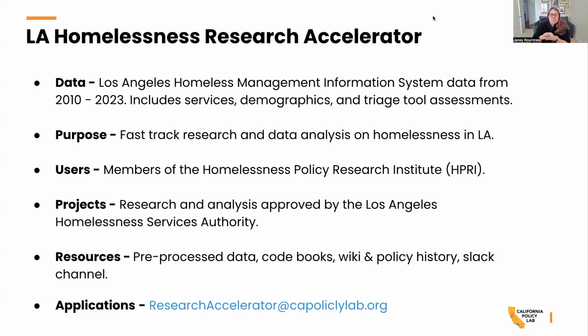If you have any questions about any of these processes, the best thing to do is to email this email address here, researchaccelerator@calpolicylab.org. We can help you become a member of HPRI. We can help you with your application form. We can assess whether there needs to be any kind of legal agreements in place, but hopefully not. So I encourage you to reach out if you're interested in looking at the de-identified homelessness services data in Los Angeles.